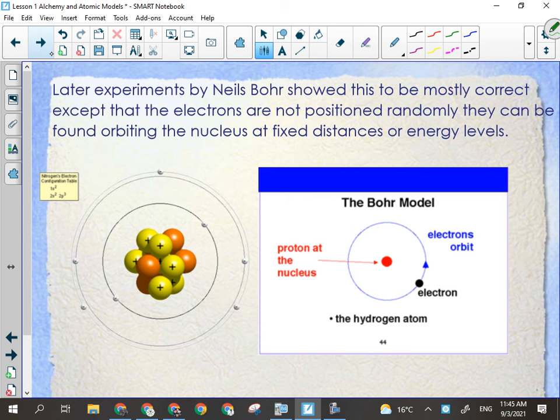Okay? But it did explain the different energy levels that could be possessed by electrons. What it didn't explain was their ability to jump from one level to another. Okay? He said it was fixed, okay? And we now know it's not.